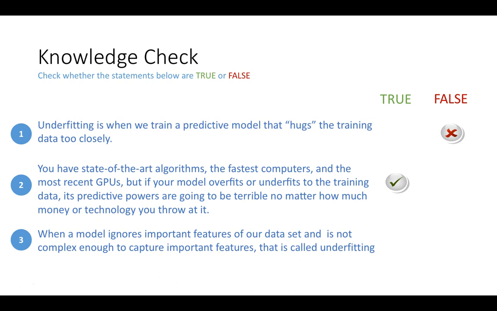A rightly fit model is what we intend to build. The third statement: when a model ignores important features of our data and is not complex enough to capture them, that is called underfitting. Agreed or not? Yes, you are right. That is the definition of underfitting.